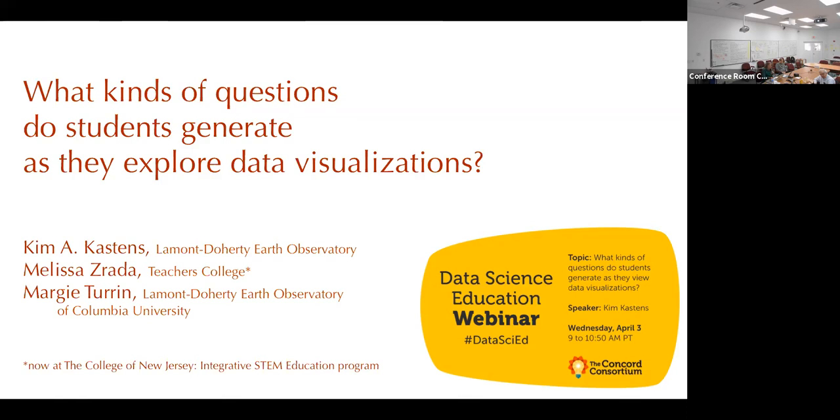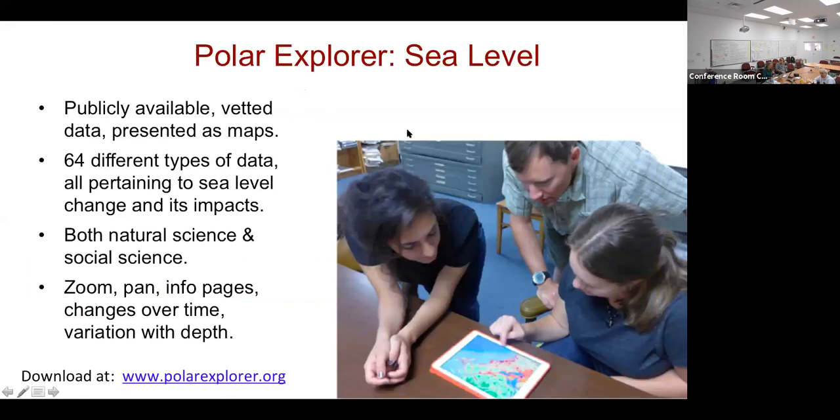So the tool that we used is called the Polar Explorer. At the time that we used it, it was an iPad app. It provides students access to publicly available vetted data. All the data are presented in the form of map-style visualizations. And there's 64 different types of data. It all has something to do in some way with either sea level change, the impacts of sea level change, or climate change, particularly in polar regions. The data include both natural science data and social science.